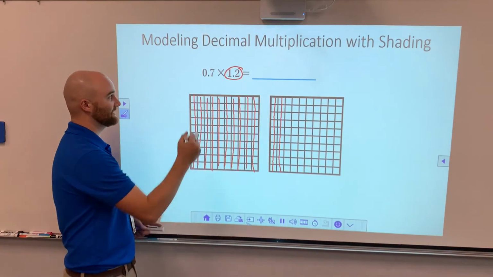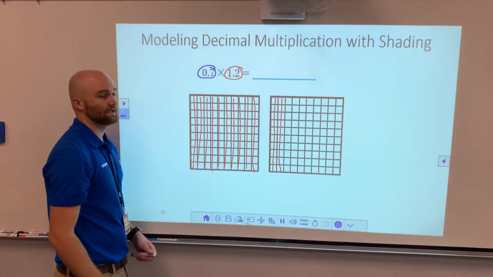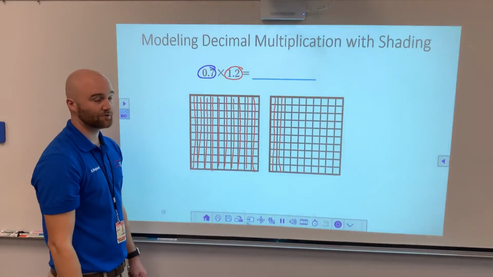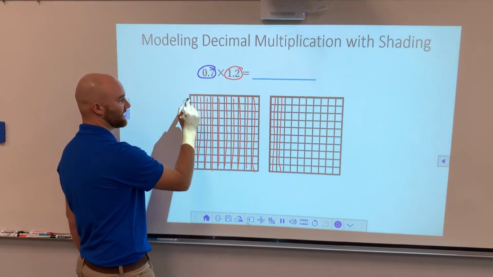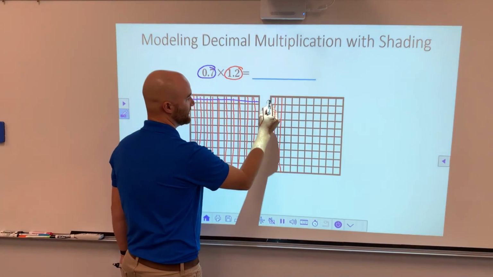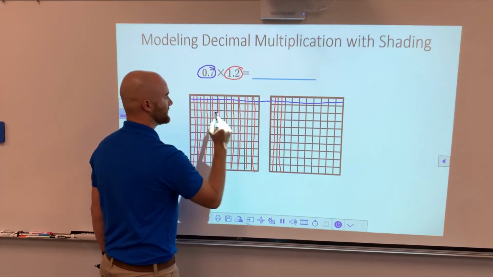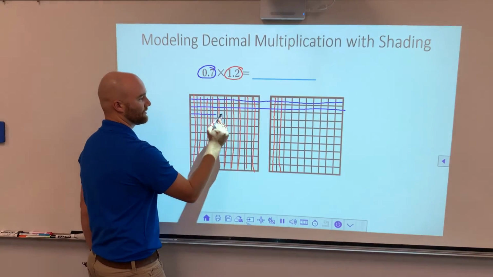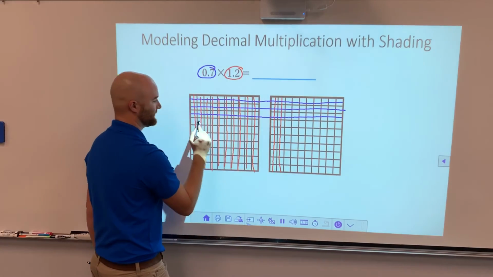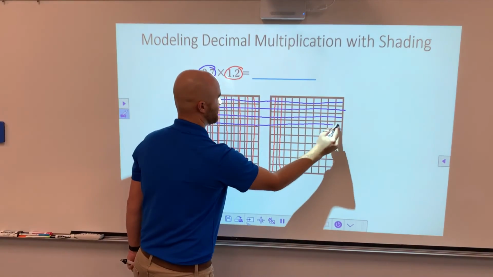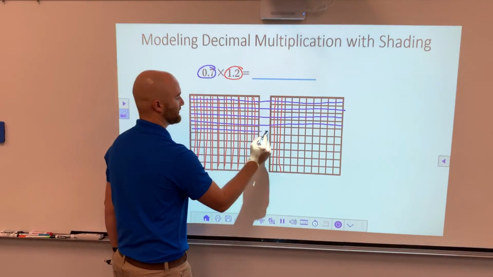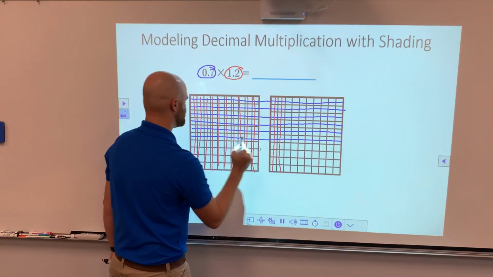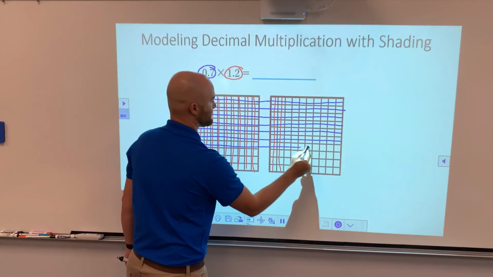Then I'm going to do the same thing with my 7/10. 7/10, instead of going up and down, I have to go the other direction, and I'm going to go all the way across. I've got 1, 2, 3, 4, 5, 6, 7.